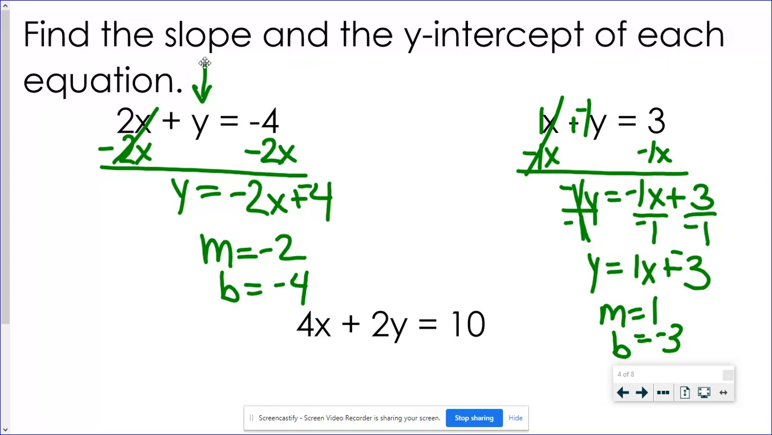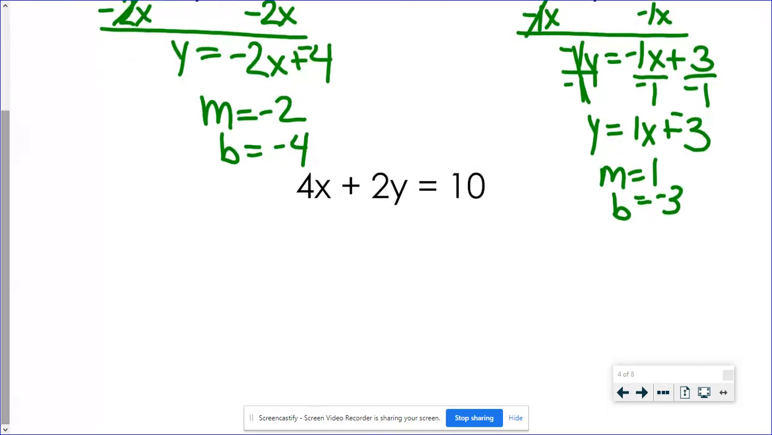For the last example in this slide, I'm hoping that you can see you're going to have to be doing some division on this one. Remember, I want the y by itself. Right there's my y, but it's attached to the 2, so the 2 is going to be the last thing to go. I want to get rid of the 4x, not just the 4. I would subtract 4x.